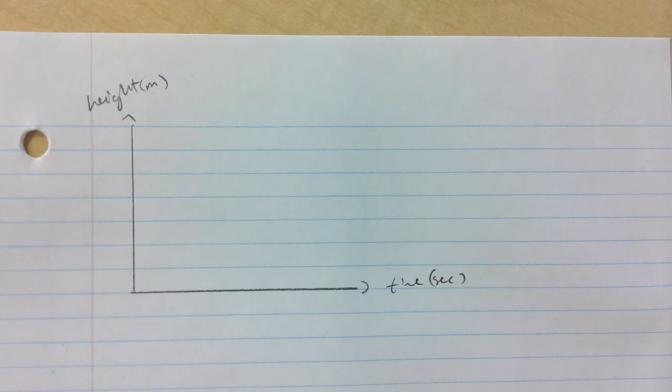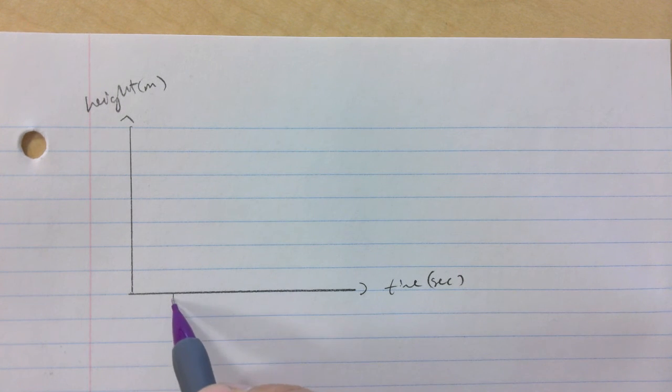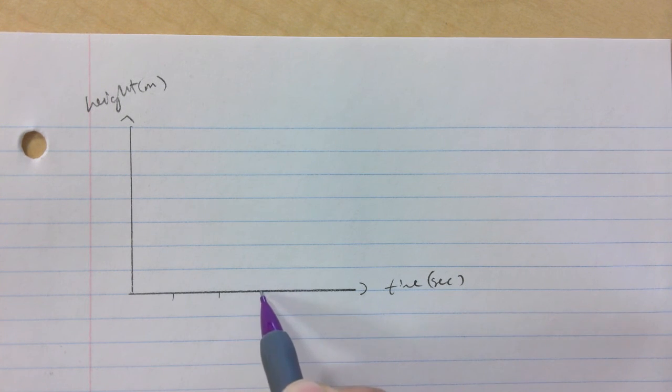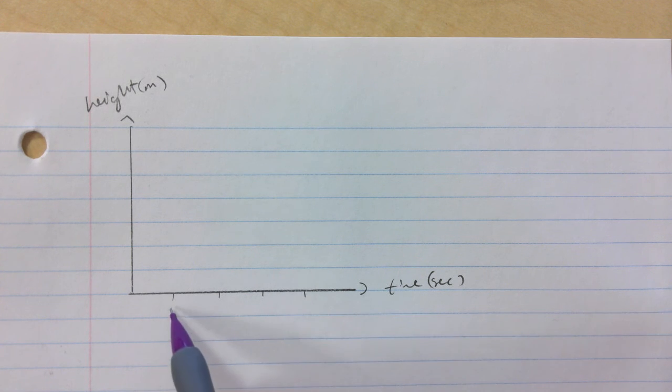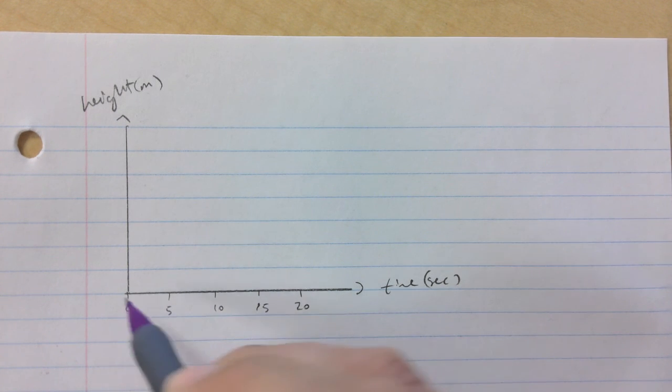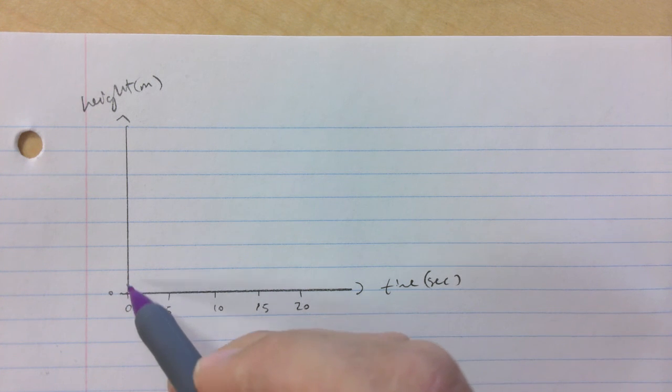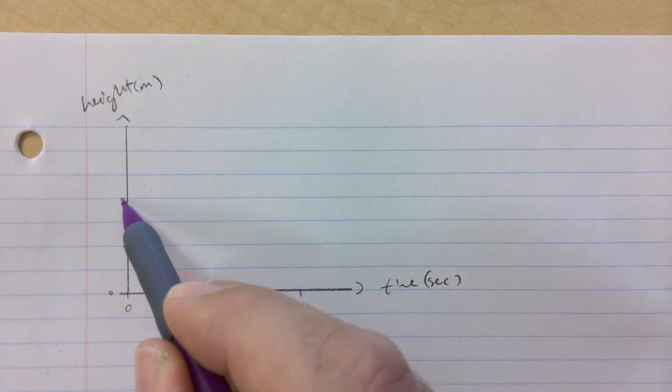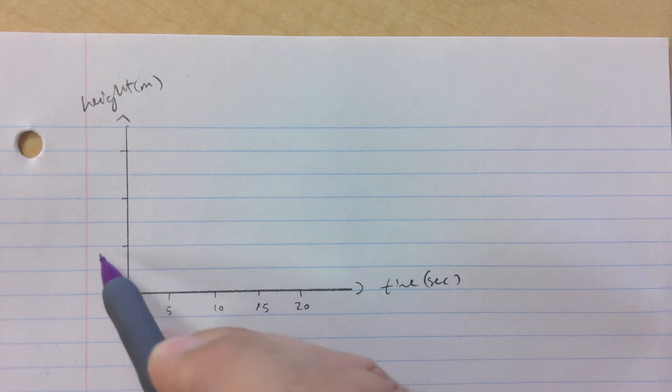So here it is. I need to account for 13.88 in terms of time. So if I go 5, 10, 15, 20, that's plenty, as long as you're consistent. This is your 0 here. This is my 0 here. And I need to go all the way to 235. So 100, 200, 300. That'll do.